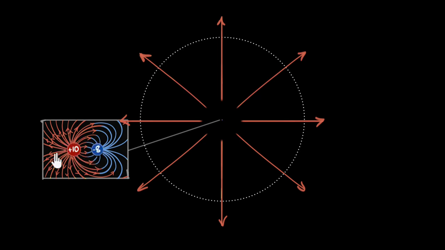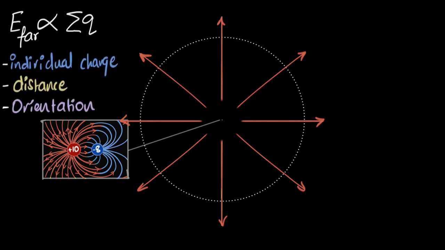If I had kept that -8 on the left side or on the top or the bottom or somewhere over here, do you think it would have mattered? No, because the field is radial, right? So the whole thing will turn, but nothing changes. So if we summarize, we could now say, what does the electric field far away depend on? It only depends on, in fact, it's proportional to the total charge. That's all that matters. The individual charge, the distance between them, or their orientation, none of them matters.